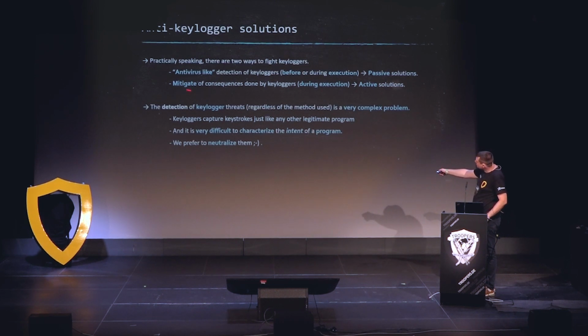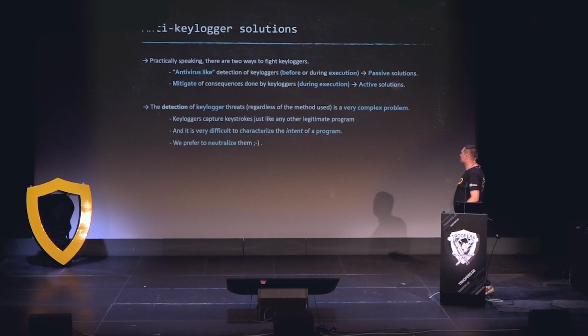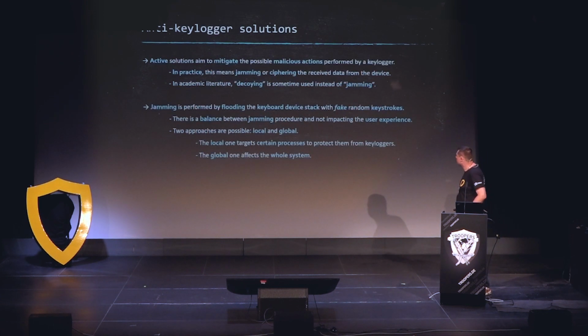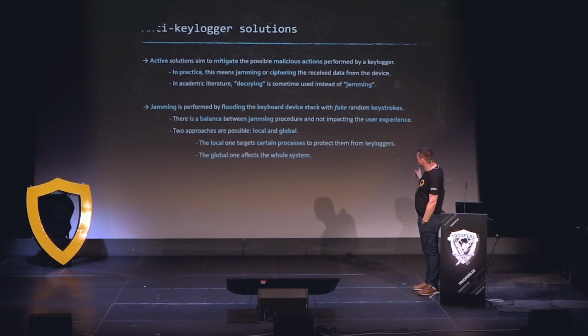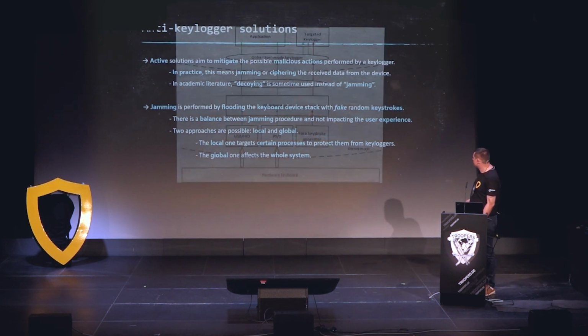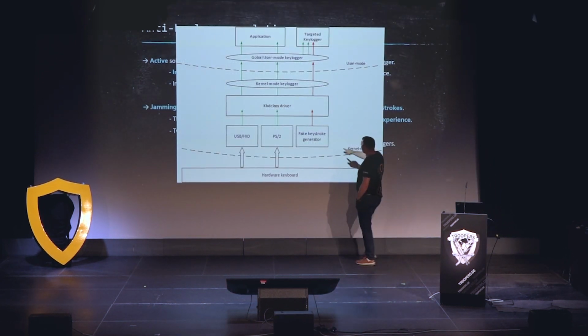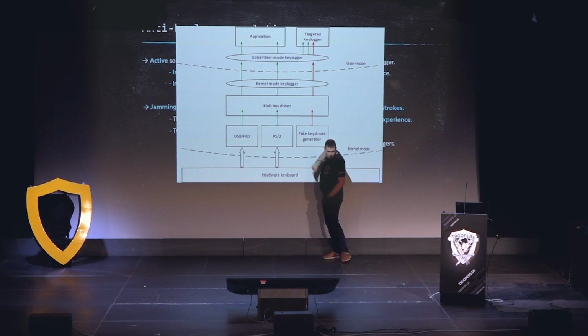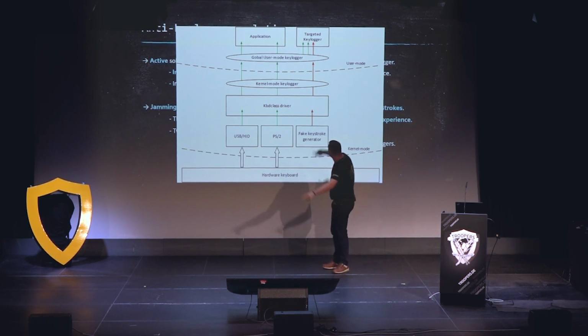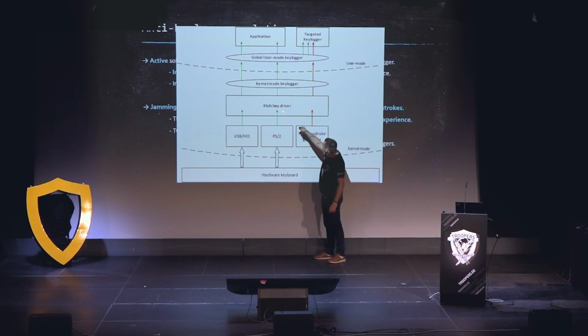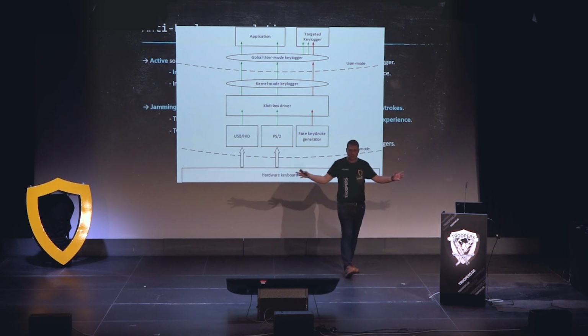Maybe a better solution would be to mitigate consequences during execution. It's a complex problem, but maybe it's possible to try to neutralize them. Let's see how. In practice, there are many solutions, and the most popular one is to perform jamming, decoying if you come from academic literature. The goal is very simple. At the bottom, I've got a fake keystroke generator. It's not a real device, it's a virtual device driver, which is supposed to send fake keystrokes, random numbers if you prefer, to the rest of the system, so that keyboard class drivers look like they receive real keystrokes, and the rest of the system is flooded by random keystrokes.